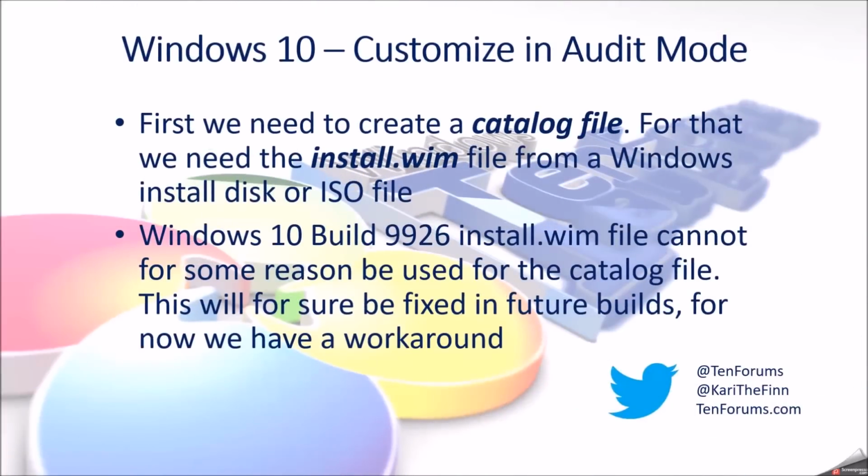First we need to create a catalog file. For that we need the install.wim file from a Windows install disk or ISO file. The Windows 10 build 9926 install.wim file cannot for some reason be used for the catalog file. This will for sure be fixed in future builds. For now we have to use a workaround.